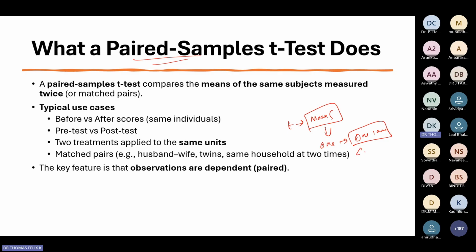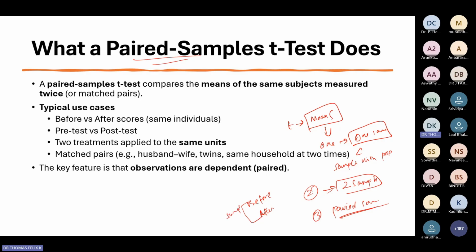So we are comparing the sample mean with the population mean. In the second case, two sample, it is not about the population; it is the difference between the two samples, whether sample one is different from sample two. The third one is paired sample. Here we will have before and after, the same sample before and after.